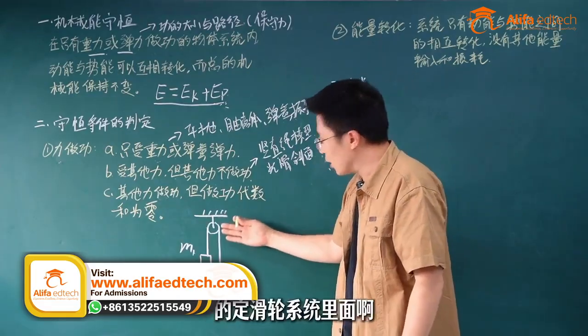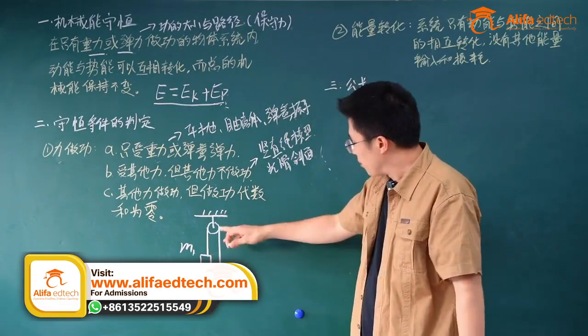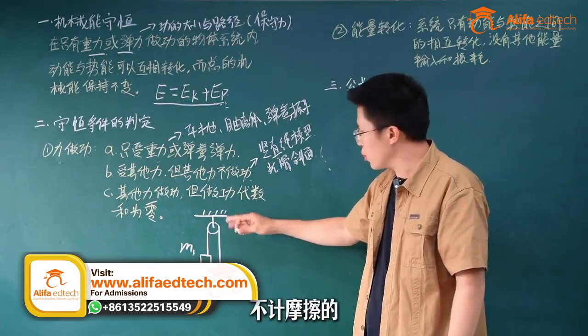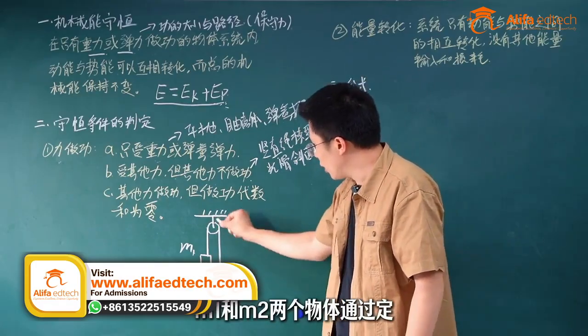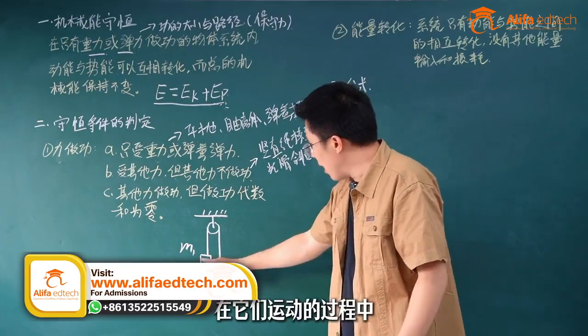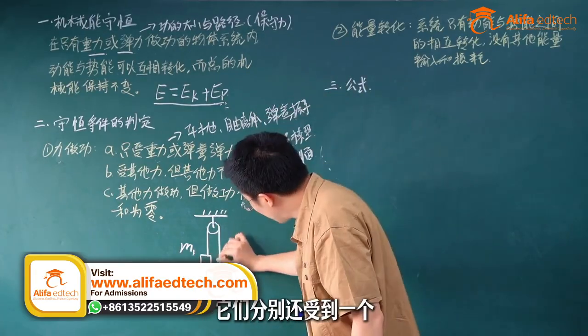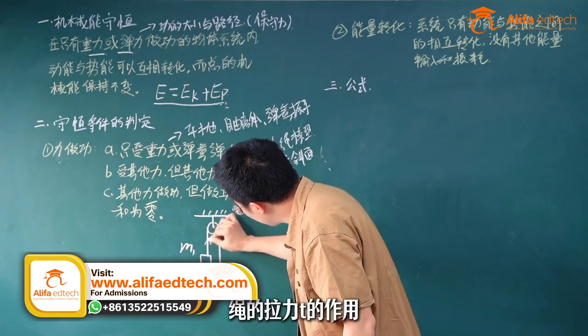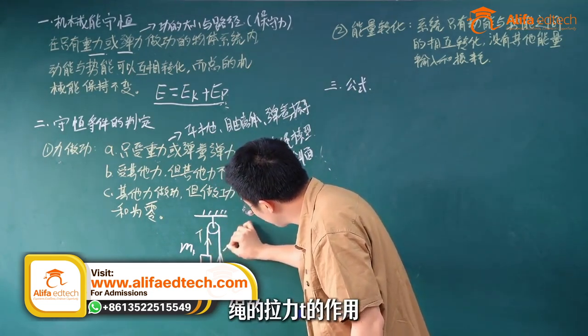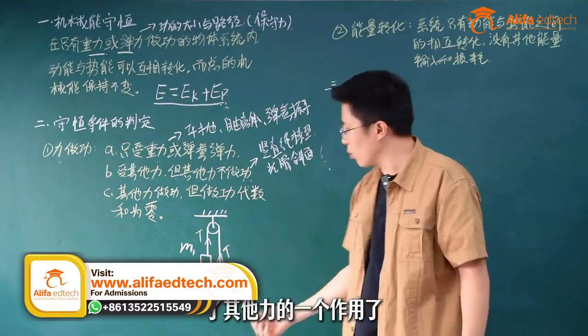For example, in a smooth fixed pulley system like this, take a look at our system. It is frictionless. Friction is not considered. M1 and M2, these two objects, are connected by a rope through a fixed pulley. During their motion, besides being affected by their own weight, M1 and M2 are also each subjected to a tension force T from the rope. With the tension force T acting on them, isn't this a case where other forces are at play?